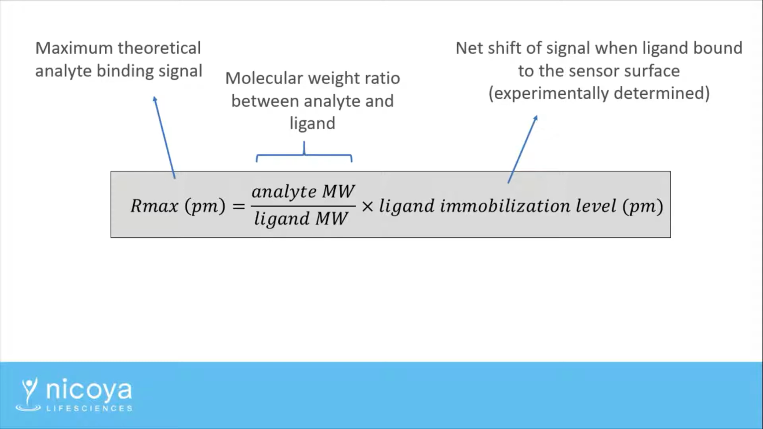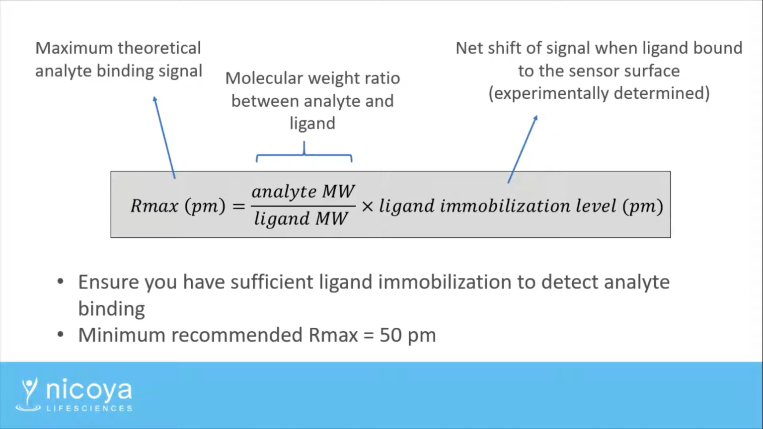Say, for example, if the molecular weight of our analyte and ligand are about the same, this ratio will then be 1. And if we have 800 picometers of ligand immobilization, we should then expect our analyte binding signal to be at a maximum of 800 picometers. Now you can tell that this equation will become especially important if the molecular weight ratio is small. So say we have a large ligand on the surface and our analyte is a smaller molecule. When this ratio is small, we are going to want to ensure that we have sufficient ligand immobilization to be able to detect the analyte binding signal.